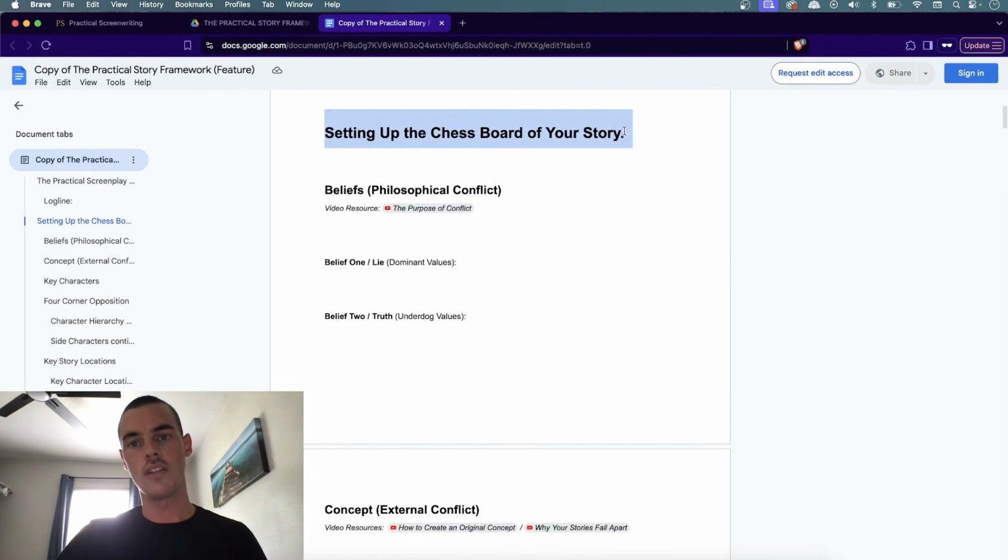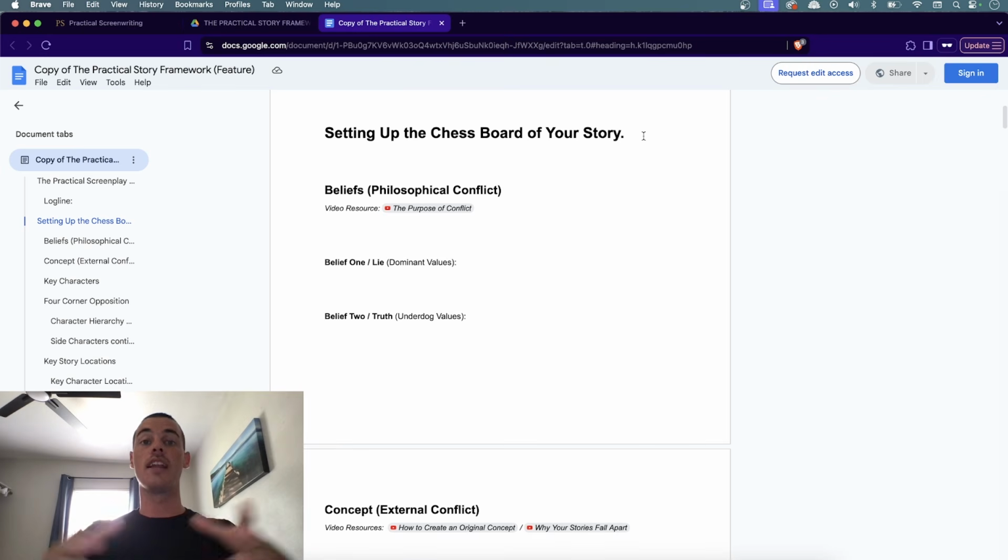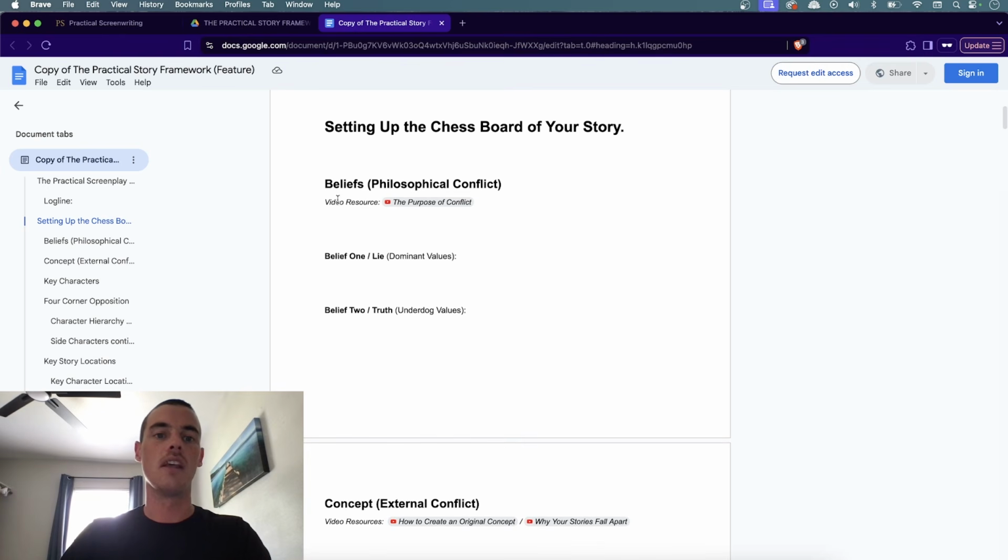Then we go to setting up the chessboard of your story. And the reason I call it this is I really see creating a story as 2 main pieces. There is setting up the board and then sending those different pieces into motion. If you don't know the pieces that are supposed to be on the board, it's harder for you to actually send them into motion.